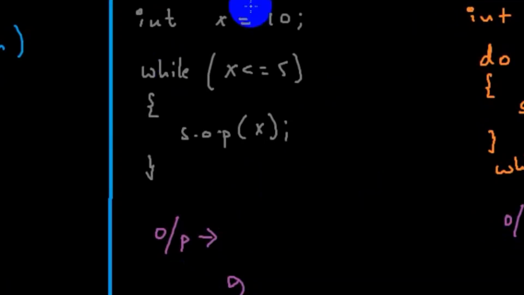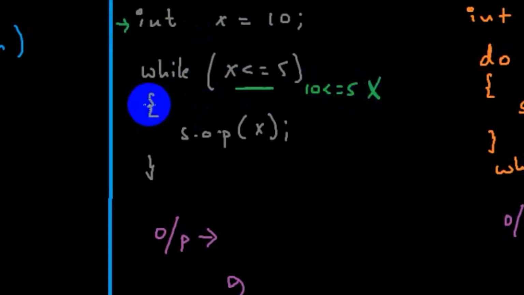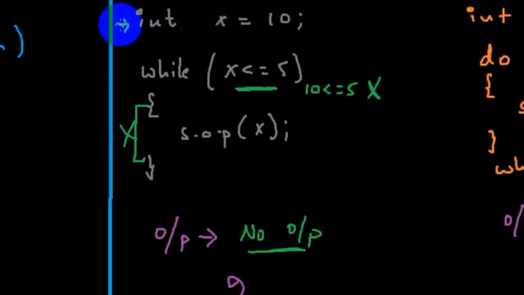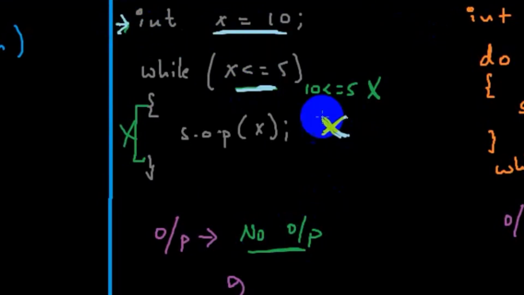Sir, x value is 10, sir. Very good. x value is 10. I check the condition. Is 10 less than or equal to 5? No, it is false. False meaning the control will never get inside. Therefore, the condition is false, and therefore no output over here. So the while loop, if the initial condition is false, will not execute even once.